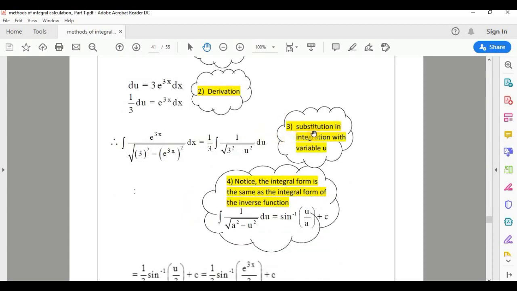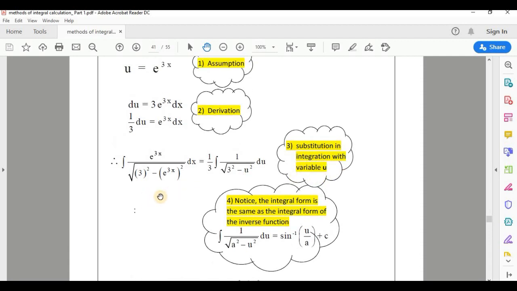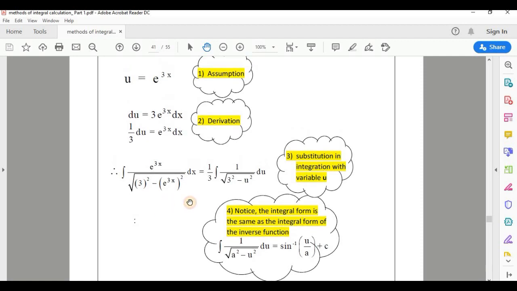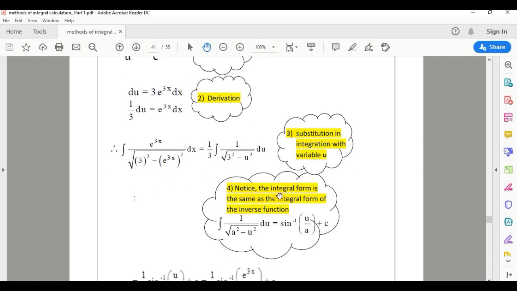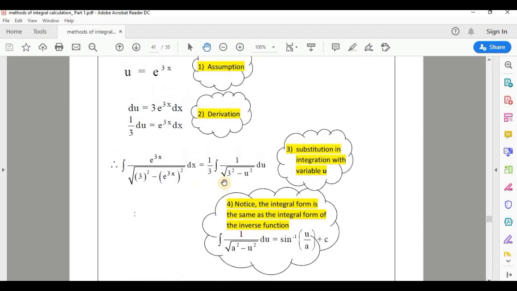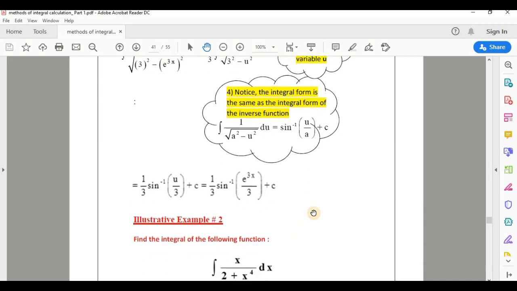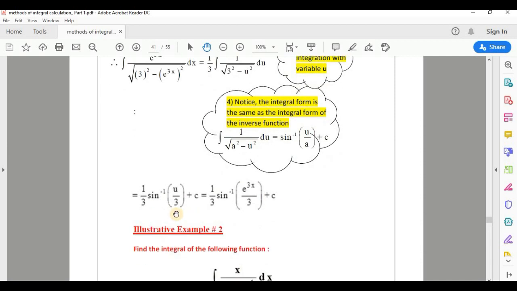So the third step is substitution in the integration with the variable u. We will substitute in the integral with the variable u, and we will get this result. Notice the integral form is the same as the integral form of the inverse sine. As we learned before, we have a number to the power 2 minus a variable to the power 2, all under the root. So the result of this integral will be inverse sine, and it will be 1 divided by 3, inverse sine for the angle u divided by 3, plus the constant c.